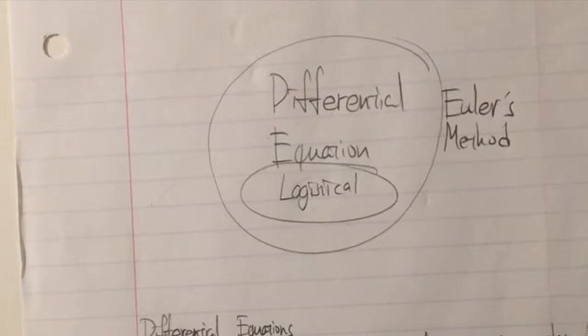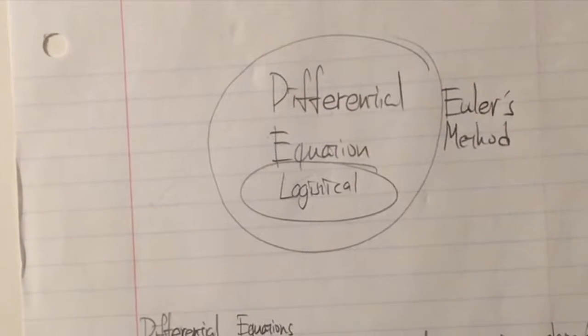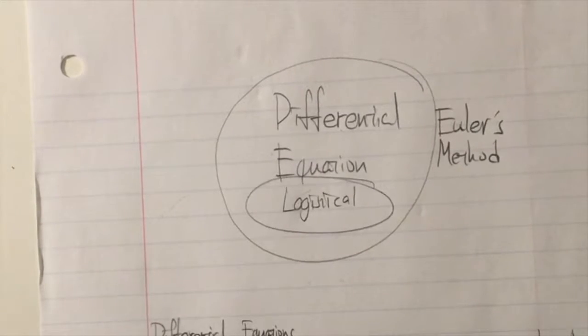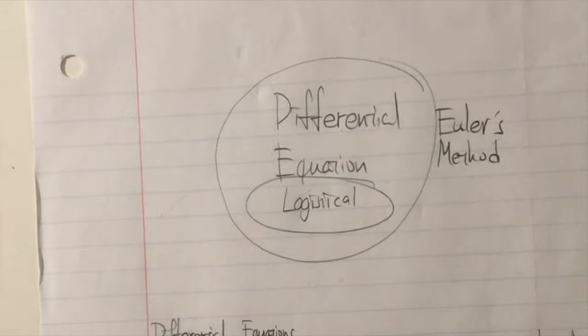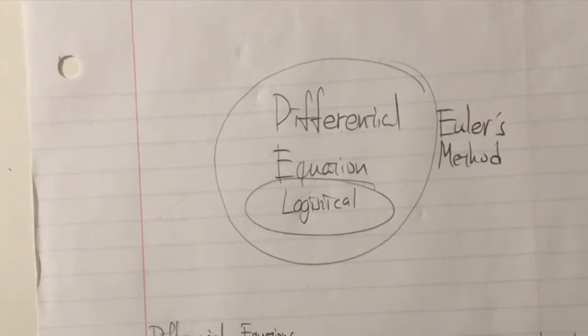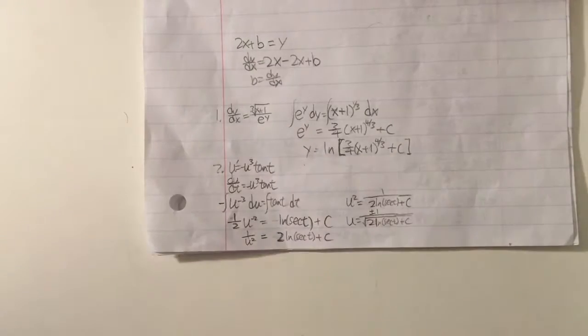Today we're going to talk about differential equations with logistical equations and Euler's method. We can look at the graph I made here. So basically, differential equations is the overarching genre, and logistical equations are a type of differential equation, and Euler's method is just a way to approximate the value. Okay, now let's look at the worksheet.